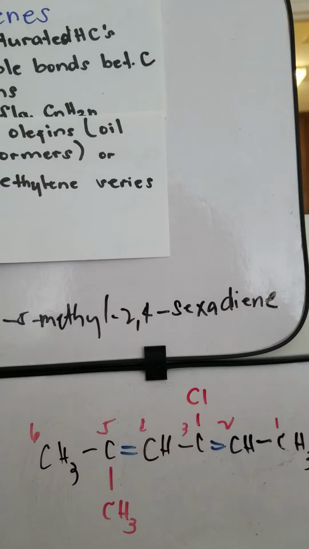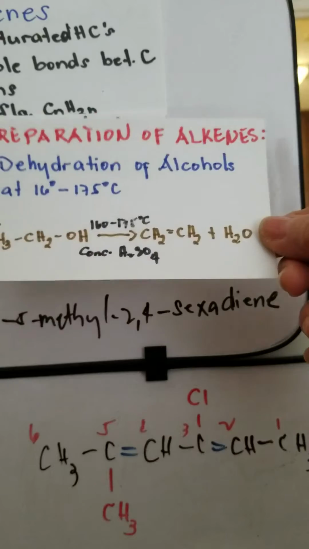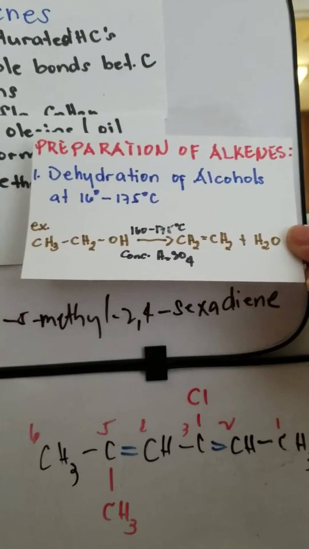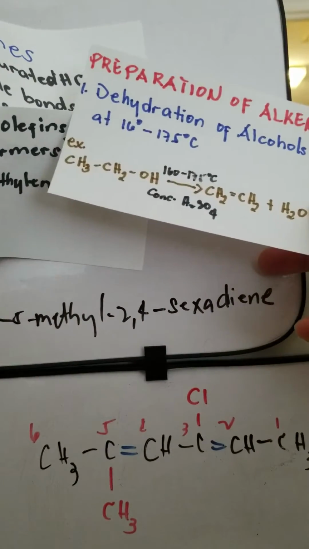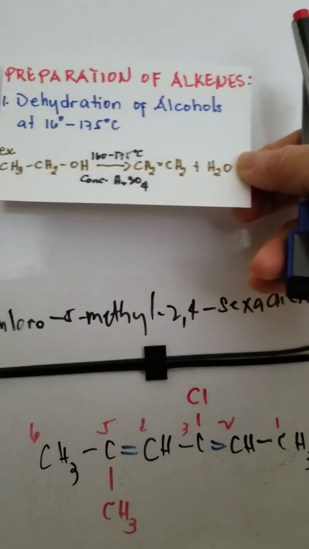So we still have a lot of time. Okay, so I'll give you the preparation of alkenes. The first preparation is the dehydration of an alcohol, at 160 to 175 degrees Celsius.